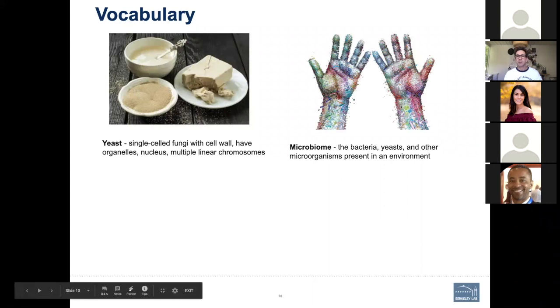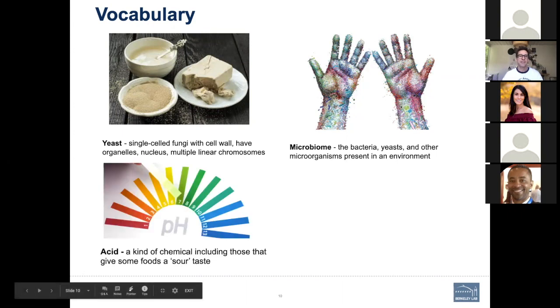So microbiome, what is that? It's the collection of bacteria, yeasts, and other microorganisms, all of them together, that are present in an environment, including your hands. Something to think about is that there's lots of microscopic things living on your hands right now. And next is acid. Acid is just a chemical, including those that give some foods a sour taste, and it's typically lower pH, less than 7. And that's relevant to our sourdough because we're producing acids to make our sourdough bread sour.